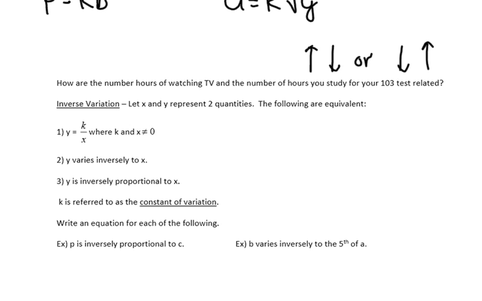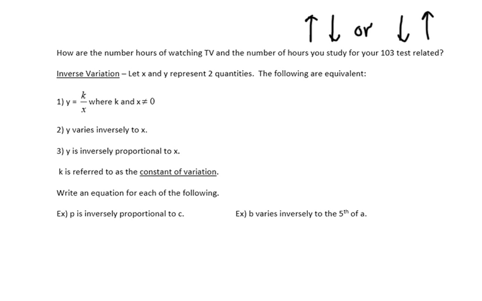So I want to be able to write an equation for each of the following. P is inversely proportional to C. Well, I'll start with P. Again, do not forget your constant of variation. So that is k divided by C. B varies inversely to the fifth of A. Now notice this does not say the fifth root of. So B equal to k divided by A to the fifth power.